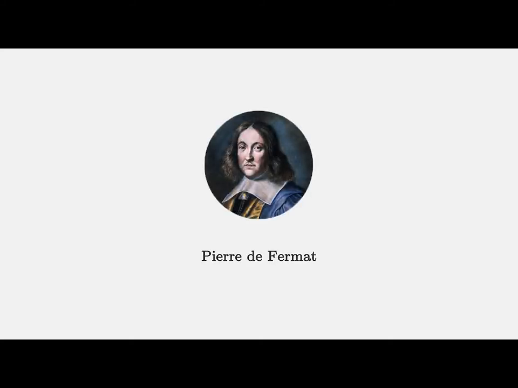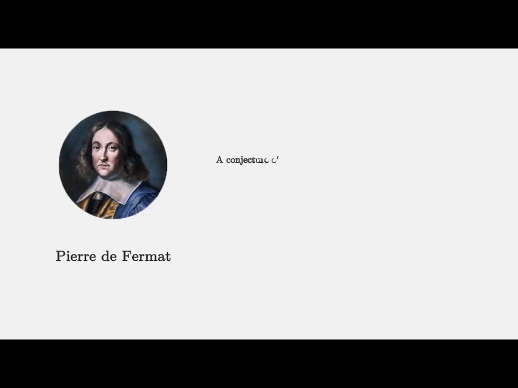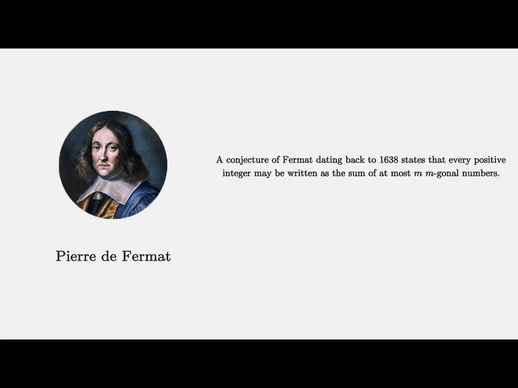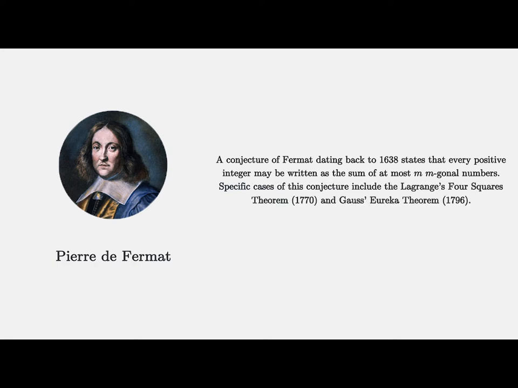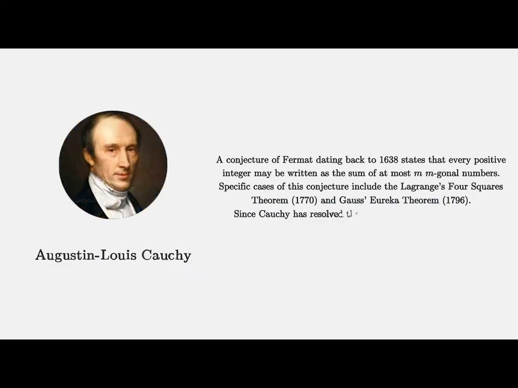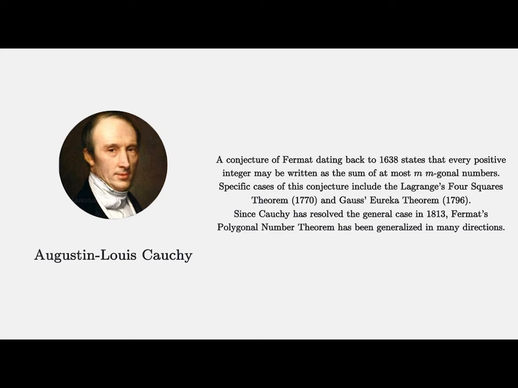Let's look at some history related to this class of numbers. A conjecture of Fermat dating back to 1638 states that every positive integer may be written as the sum of at most m m-gonal numbers. Specific cases of this conjecture include Lagrange's four squares theorem and the Gauss-Eureka theorem, which are pretty well known. Since Cauchy resolved the general case in 1813, Fermat's polygonal number theorem has been generalized in many directions.